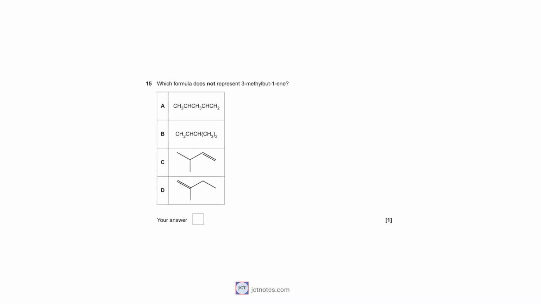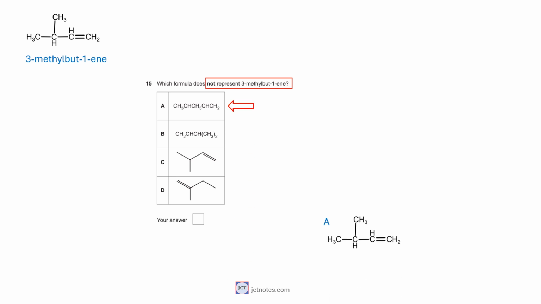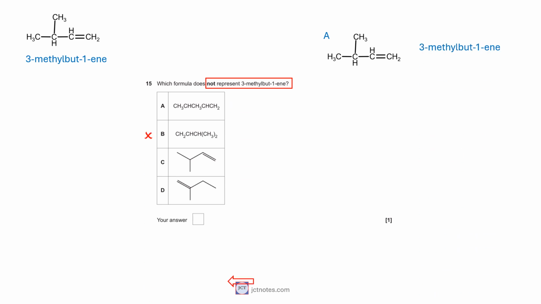In question 15 we are asked which formula of the four provided does not represent 3-methylbut-1-ene. Drawing the structures helps in this type of problem. The 3-methylbut-1-ene is... In option A, if we draw the structure adding the relevant bonds, we have... That is 3-methylbut-1-ene. Option A is not the answer.